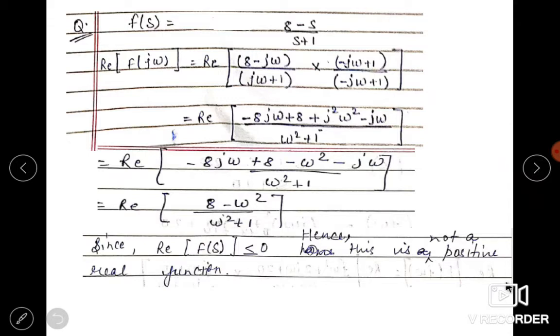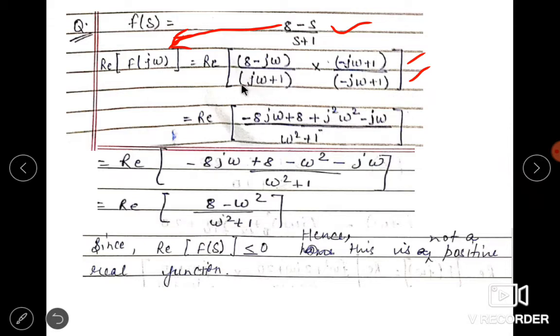See here, I have taken this question: Fs is equal to s square plus 8s divided by s plus 1. Again we have to find the real function, so convert it into the real function, and this is the method of finding the real function. Then we have to multiply by minus j omega plus 1 and solve this equation.